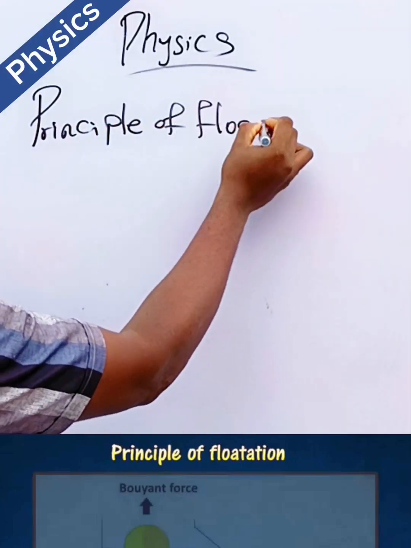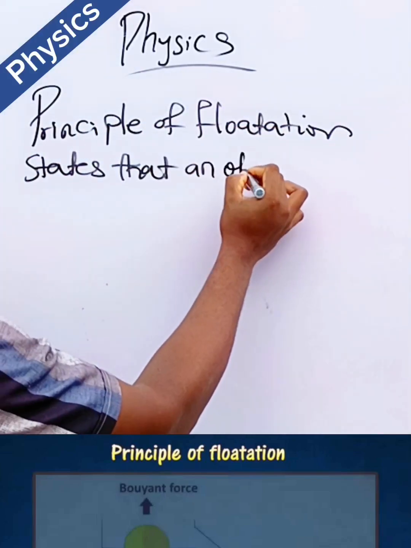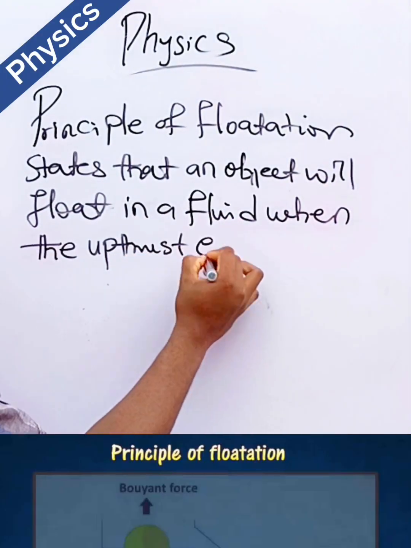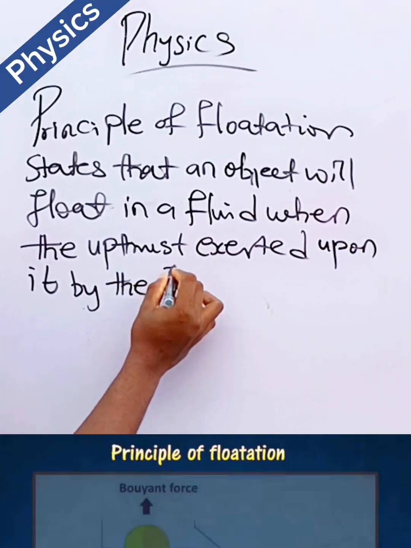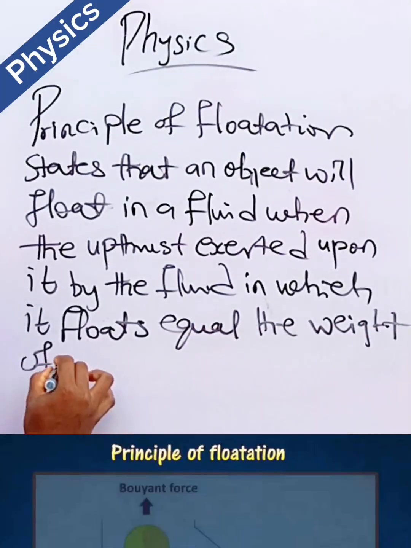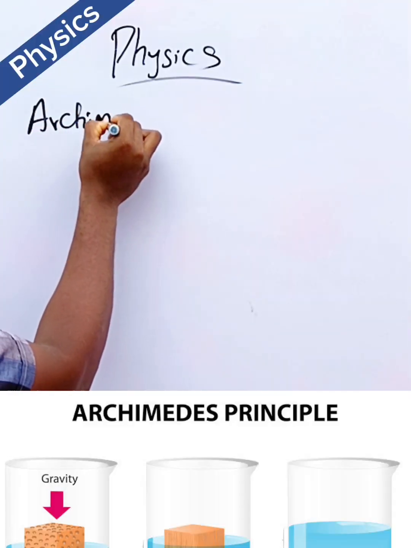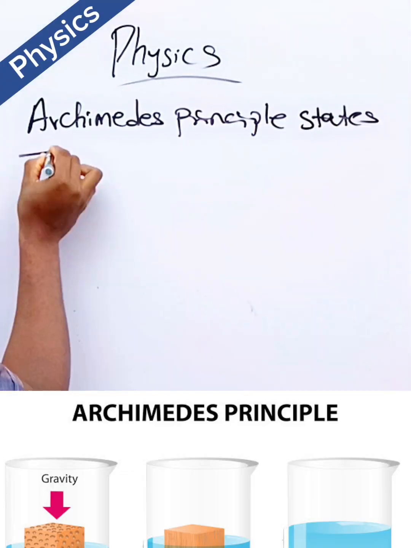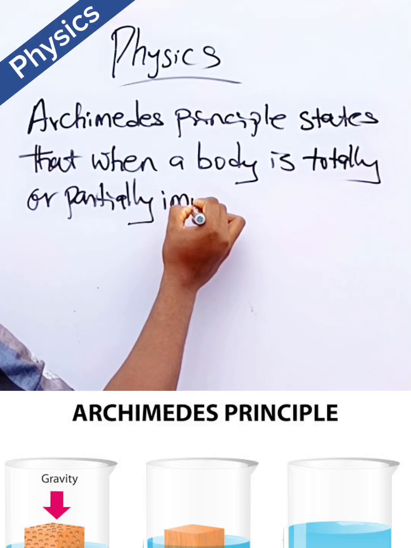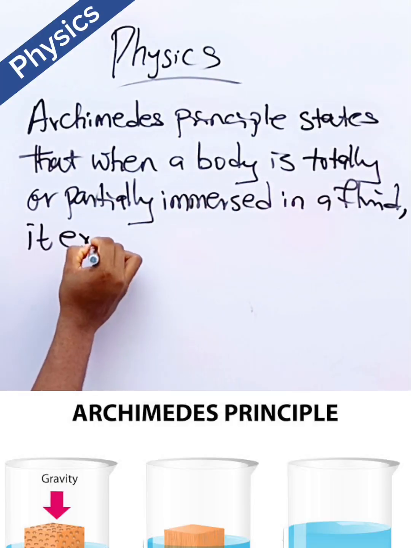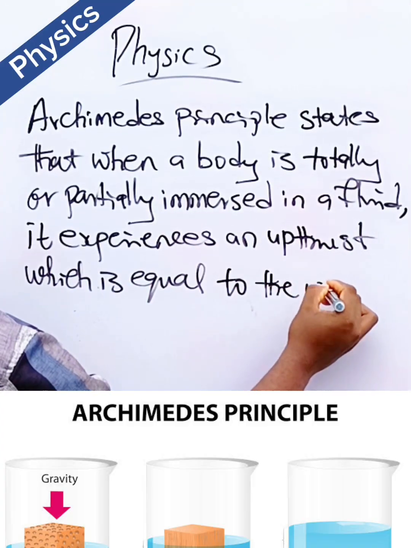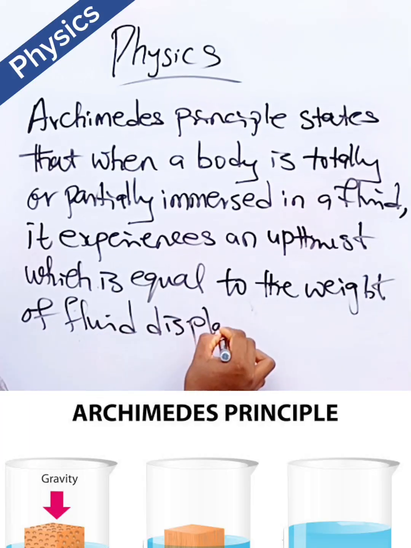Principle of flotation states that an object will float in a fluid when the upthrust exerted upon it by the fluid in which it floats equals the weight of the object. Archimedes' principle states that when a body is totally or partially immersed in a fluid, it experiences an upthrust which is equal to the weight of the fluid displaced.